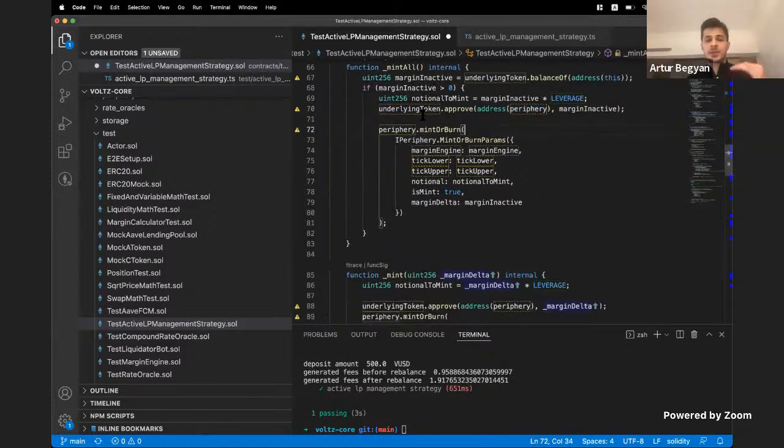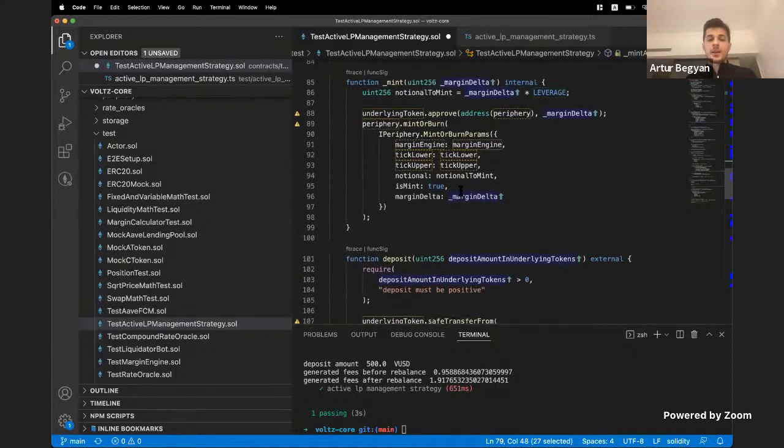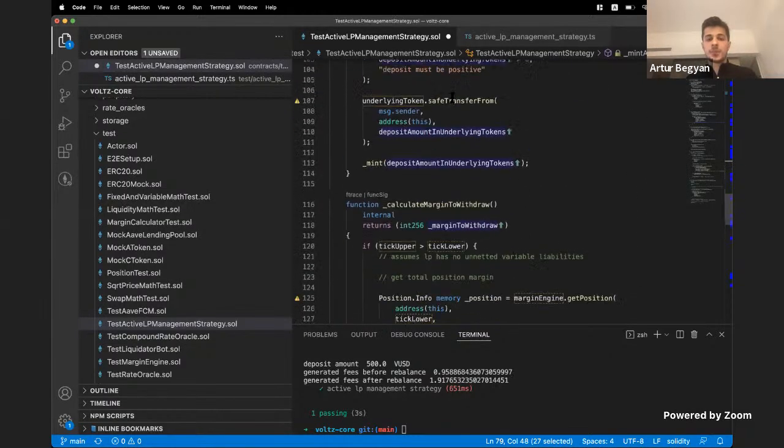And then once that's done, we're able to call the mint or burn function of the periphery, where we define the isMint boolean as true. We pass our upper and lower ticks, which are state variables in the contract. We pass the notional to mint, and the margin delta, the amount of margin we'd like to provide to support that notional. Once we provide all these variables, we're able to mint liquidity as a liquidity provider. Then we've got a mint function, which does very similar things as mint all.